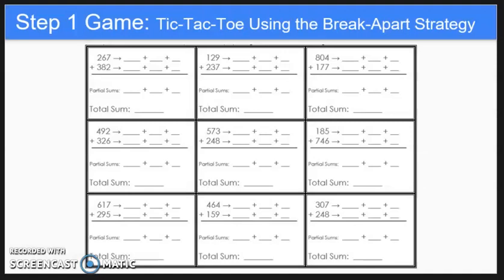In the game for Step 1, students will play Tic-Tac-Toe with a math twist. On a player's turn, they select a space and solve the problem using the break-apart strategy. Their opponent checks their answer, and if they are correct, they get to place their X or O in that box. The object is to get 3 in a row, horizontally, vertically, or diagonally to win the game.